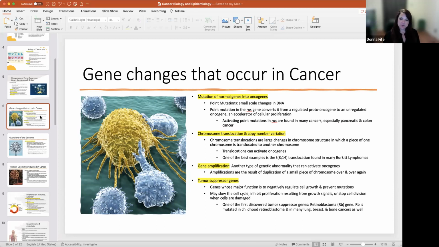We have tumor suppressor genes, and these genes, their main function is to negatively regulate cell growth and prevent mutations. They may slow the cell cycle, inhibit proliferation resulting from growth signals, or stop cell division when cells are damaged. One of the first discovered tumor suppressor genes was the retinoblastoma, or RB gene. RB is mutated in childhood retinoblastoma and in many lung, breast, and bone cancers as well.